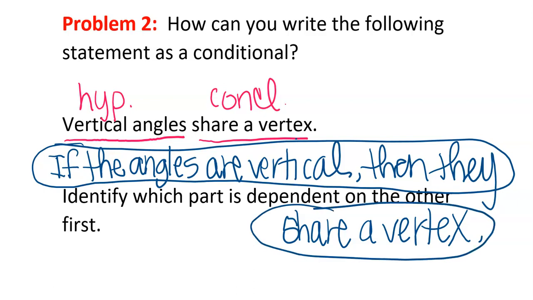Now, I'm going to flip it around just so you can see what happens if you write it wrong. Does it still make sense? If the angles share a vertex, then the angles are vertical. Is that always true? No, because they could have a big space in between. One could be small, one could be big. So if the angles are vertical first, then they share a vertex. So you have to identify which part's dependent on the other one before you write it.